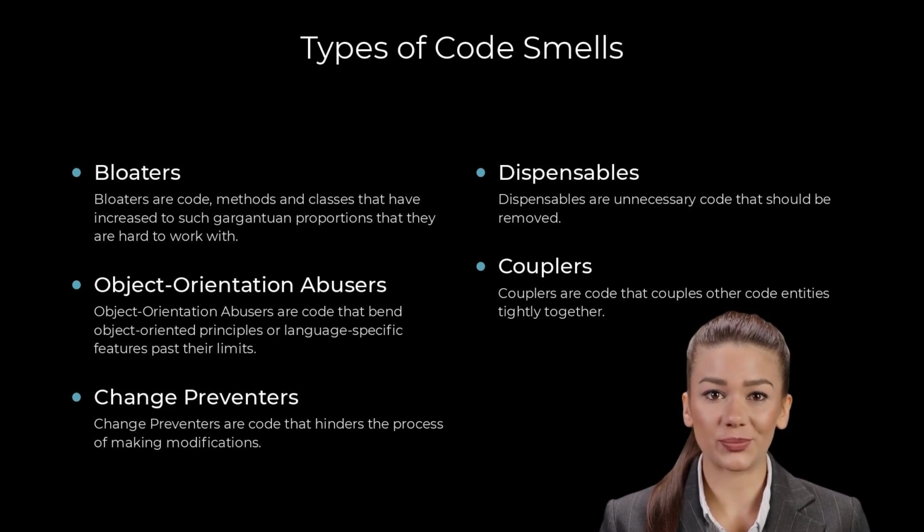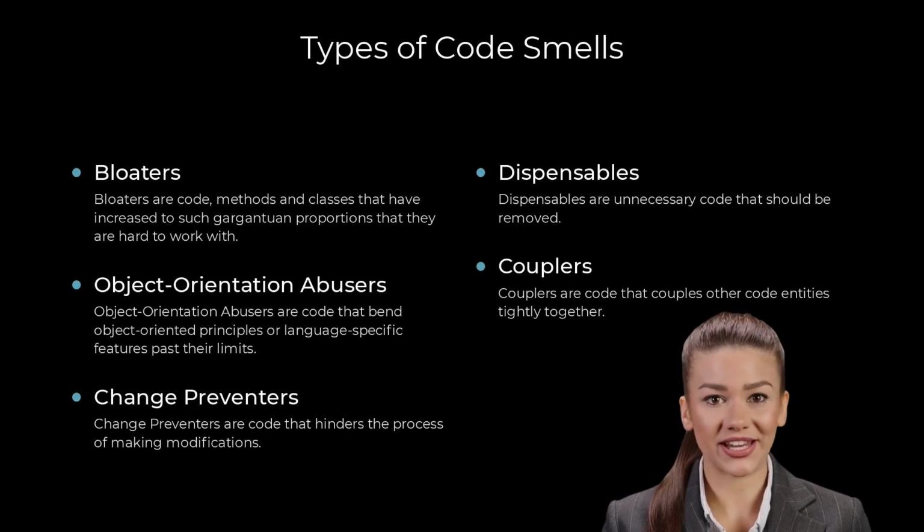3. Change preventers. Change preventers are code smells that make it challenging to modify or extend the code without introducing bugs or unintended consequences. These smells include divergent change, shotgun surgery, and feature envy. We'll uncover the reasons behind these smells and explore refactoring techniques that decouple code, allowing for more straightforward modifications and enhanced flexibility.